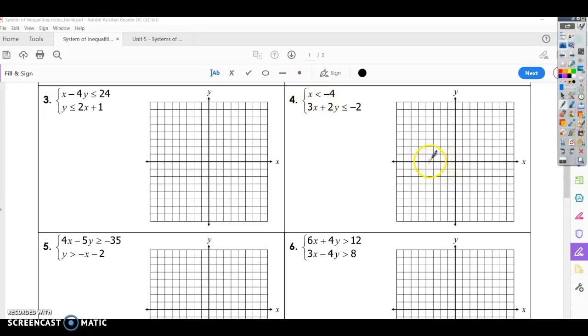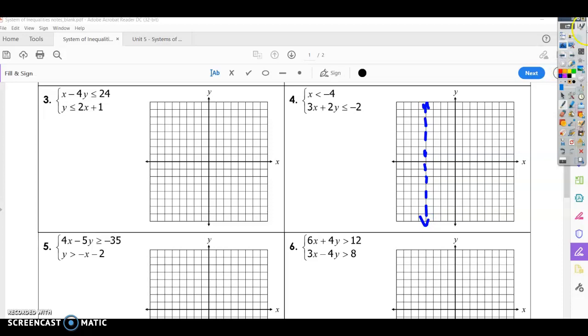So 1, 2, 3, 4. I'm just going to have a vertical line that goes through x at -4. So every point on this line up through here has an x value that's -4. All right, and then the second inequality, we're going to have to solve for y.